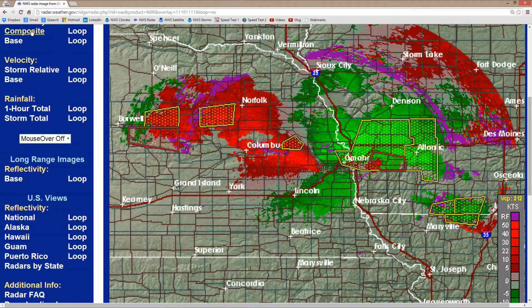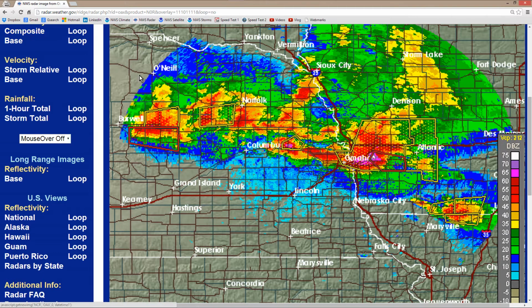So let's now look at the composite image, and we can see that right in that same region is where the most intense precipitation is taking place. There's also a pretty intense thunderstorm over here, and another pretty intense one there. That's why these boxes are shaped and positioned the way that they are. This is apparently another severe thunderstorm right there, but this one is really intense.